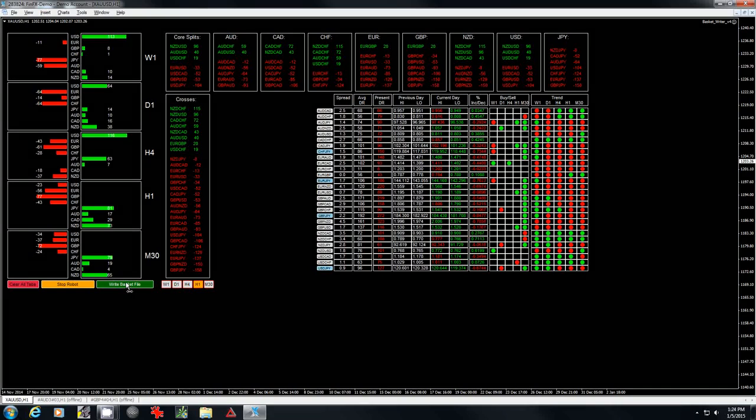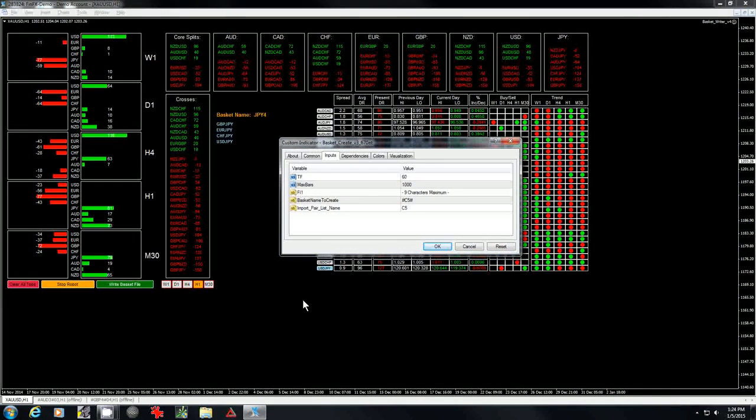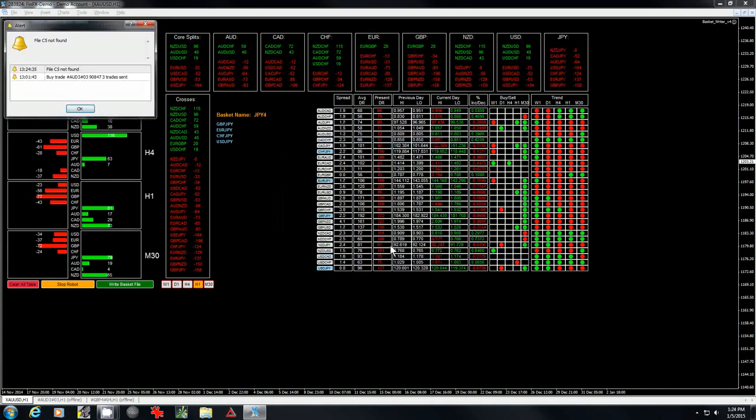Remember, this is just for educational purposes. This doesn't necessarily mean this is the way you do it. There are many ways to do it. This is just showing you how to do it. Doesn't mean these are good baskets or bad baskets that could be traded. Click OK.